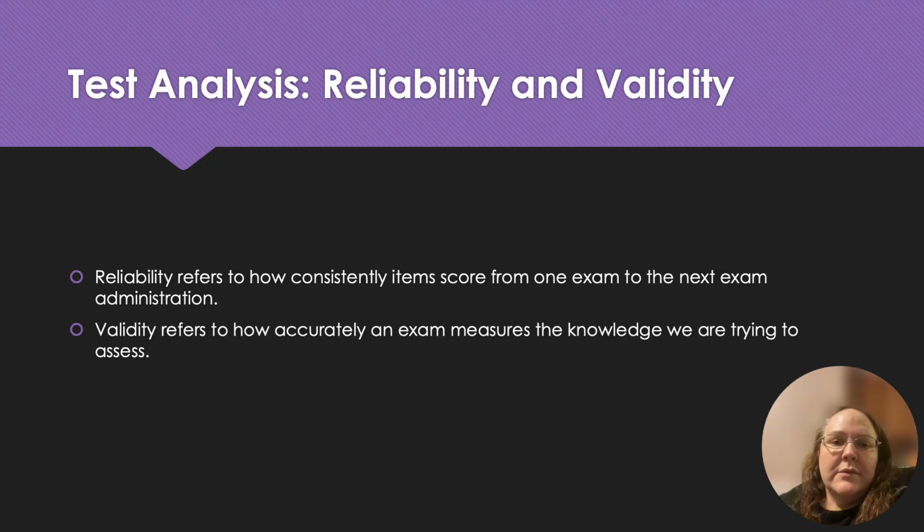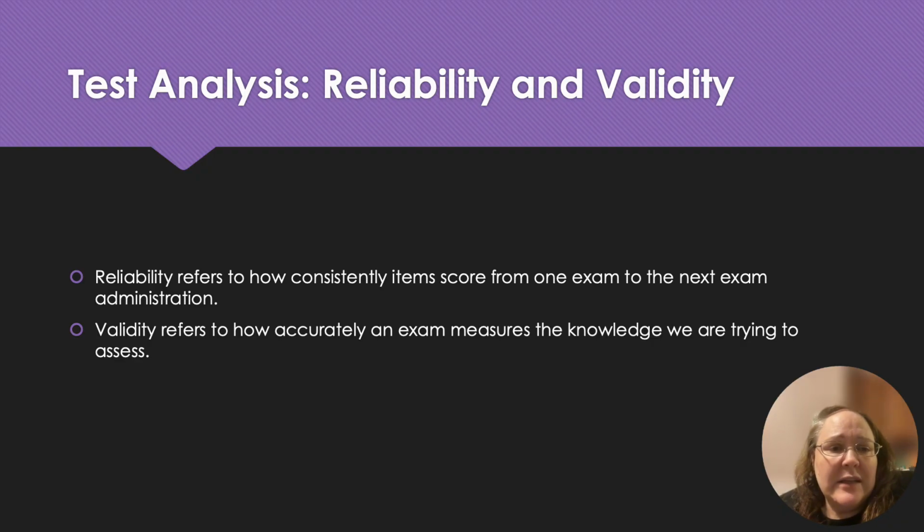from students. Okay, so what do we mean when we talk about test analysis, reliability, and validity? So reliability refers to how consistently items score from one exam to the next exam administration. So if we're considering a weight scale as an example, it's how likely a scale will give the same weight value for the same item over many measurements. So reliability types include test retest, parallel form, internal consistency, the split half reliability coefficient, the KR20, which we're going to discuss more of in a second, and the coefficient alpha.